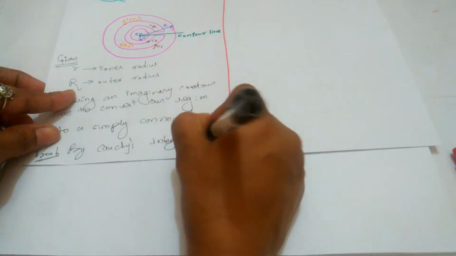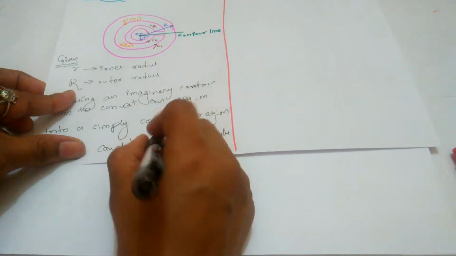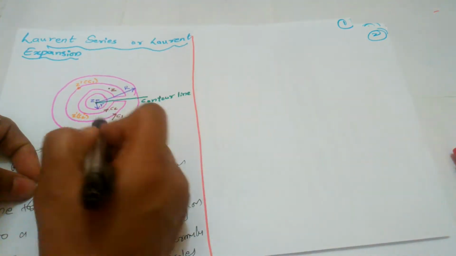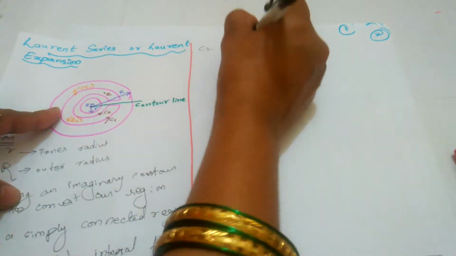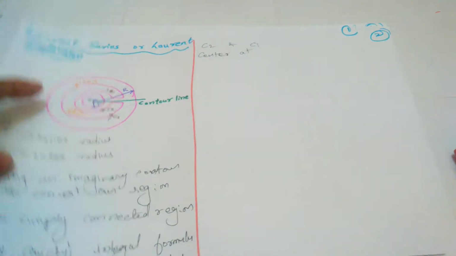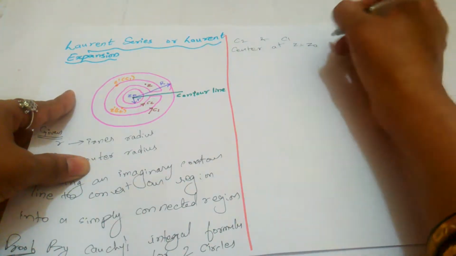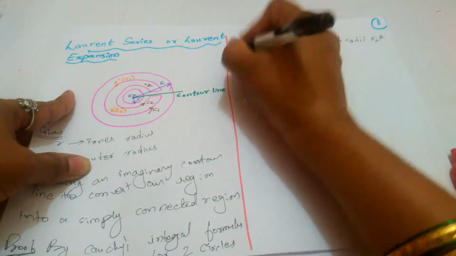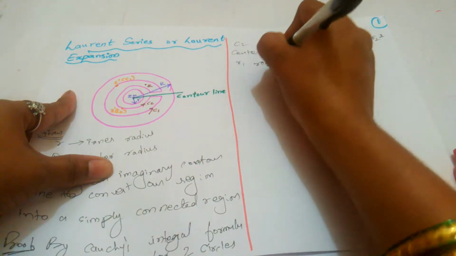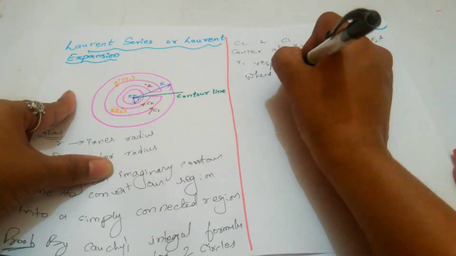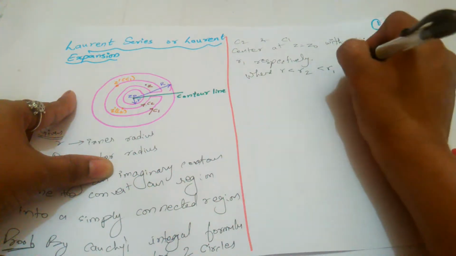Cauchy's integral formula, and for two circles. Which circles are we having? C2, C1. Both are anticlockwise. C2 and C1 centered at z equals z0 with radii r2 and r1 respectively. Where in these, r is less than r2 is less than r1 is less than R.